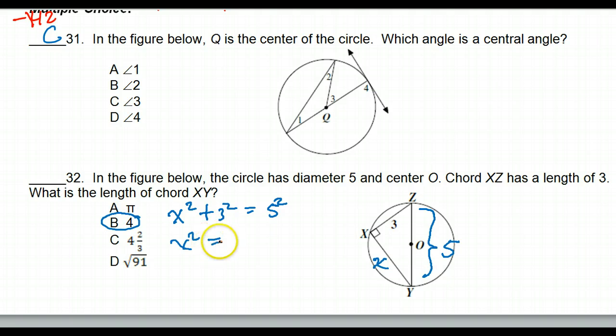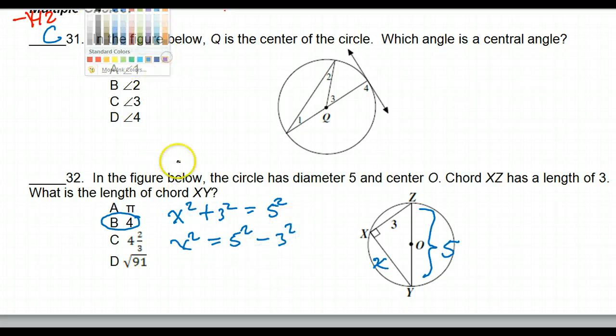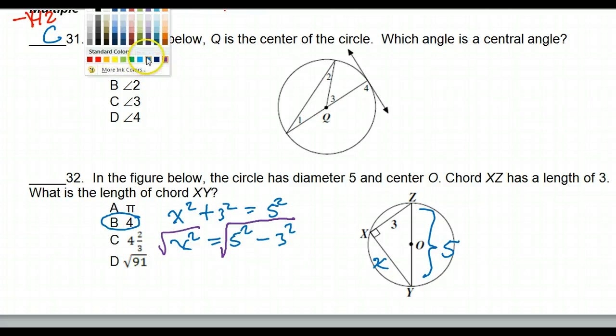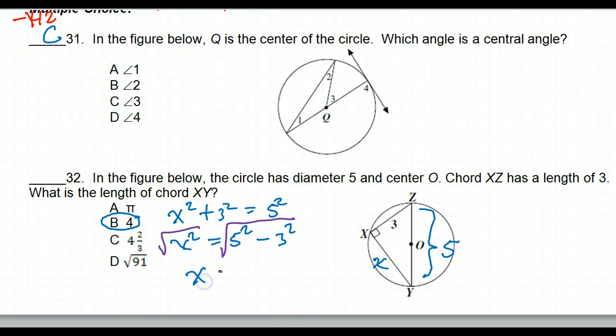this is going to be x squared equals 5 squared minus 3 squared. Then you would take the square root of both sides, like so. Whoops, not like so. Got a little carried away there. Like so. And sure enough, as predicted, x is going to equal 4. So the answer is B.